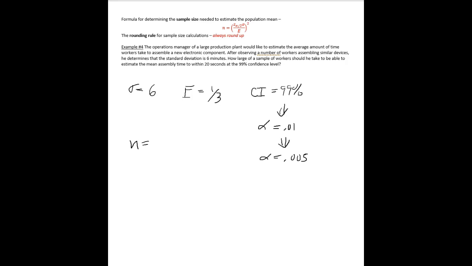So let's look at our formula. We have n equal to z alpha half times sigma over e, squared. We have our sigma, it's given to us in the problem. We have our e, our margin of error, 1/3. And z alpha half we need to find. So now we're looking for z of 0.005, z alpha half. Okay, let's go to our table.